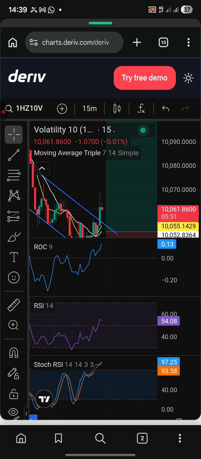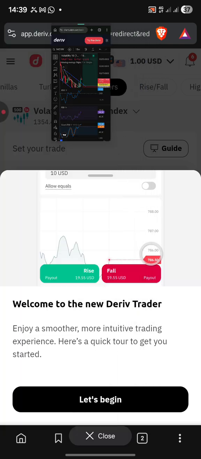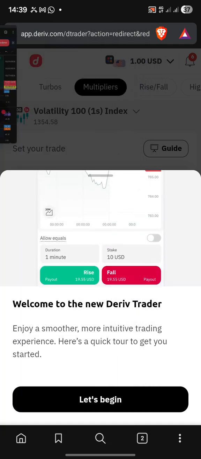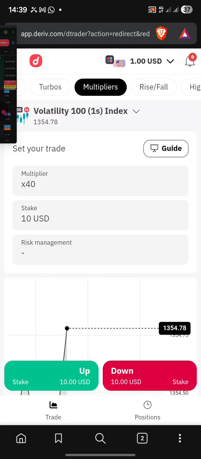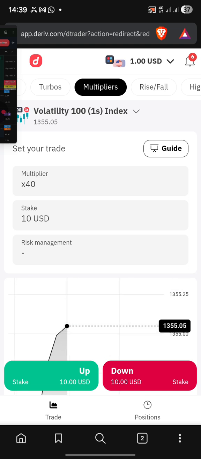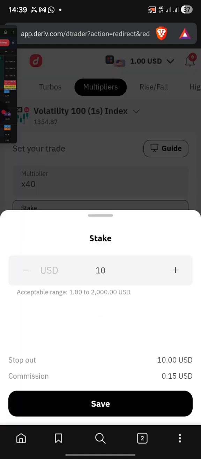And I see we shall enter our trade using the next candlestick. So let me go back to this side, waiting for the, I'm going to use a multiplier with a stake of $1.